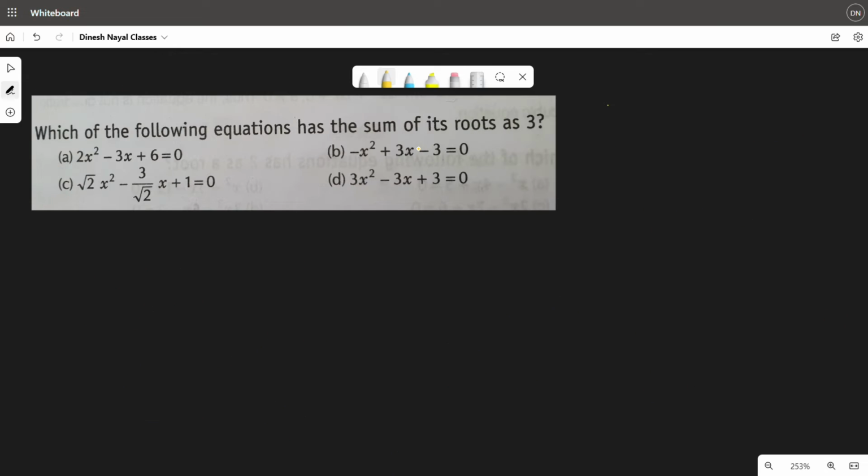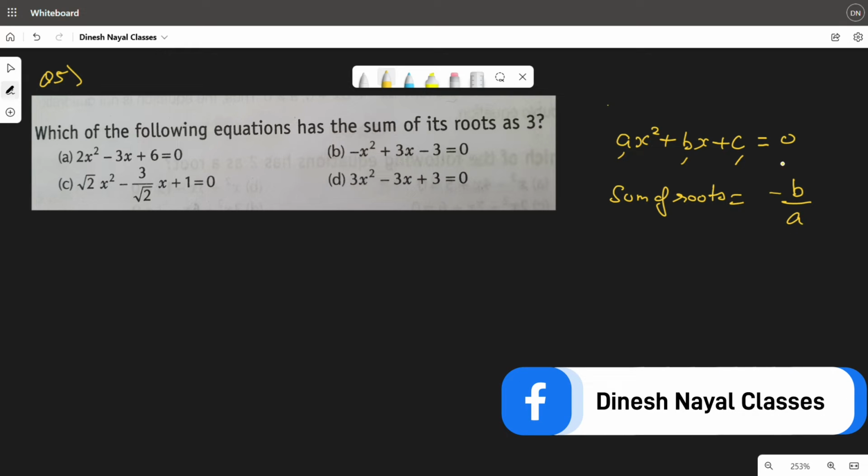Now question 5. Our question 5 is, which of the following equations has the sum of its roots as 3? Now we have to find the sum of its roots. In a quadratic equation ax square plus bx plus c, where a is the coefficient of x square, b is the coefficient of x, and c is the constant term, the formula for the sum of roots is minus b by a. So that's our formula, and we are going to substitute it and check which equation has the sum of roots as 3.